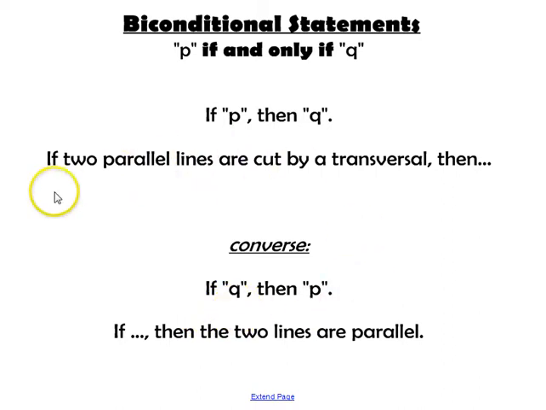So in our case, we're going to be studying the original theorem, if two parallel lines are cut by a transversal, then something, and that something is going to change each time. And also the converse, if something, then the two lines are parallel. So let's look into this a little more specifically, and then we'll come back to talking about this.